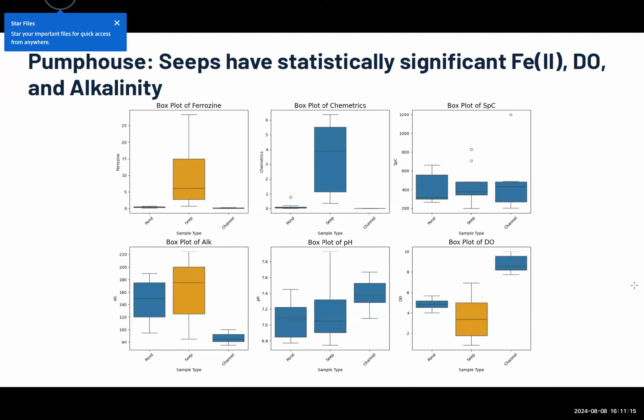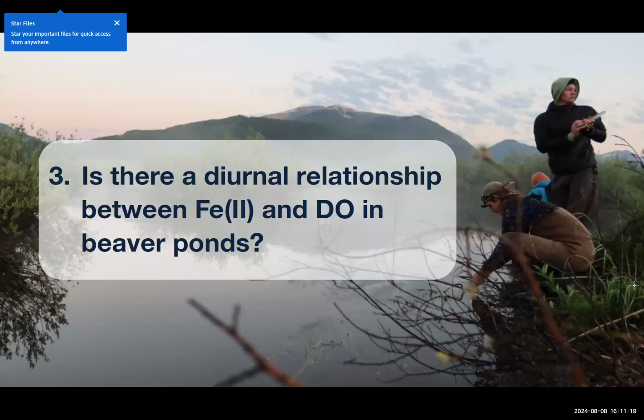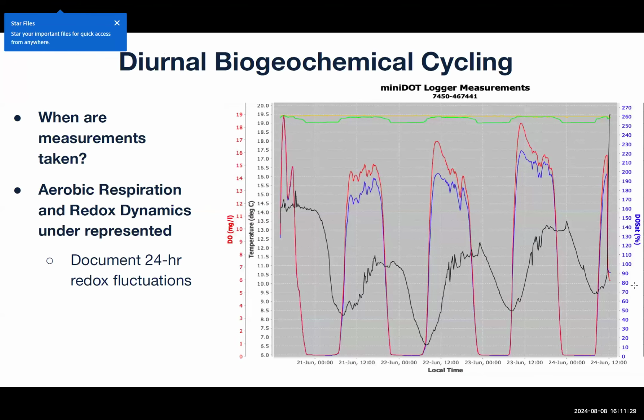And for our third and final question, is there a diurnal relationship between iron 2 and dissolved oxygen in beaver ponds? So diurnal biogeochemical cycling is really exciting, really interesting, but something really important about redox conditions and biogeochemical cycling overall is asking when those measurements are taken.